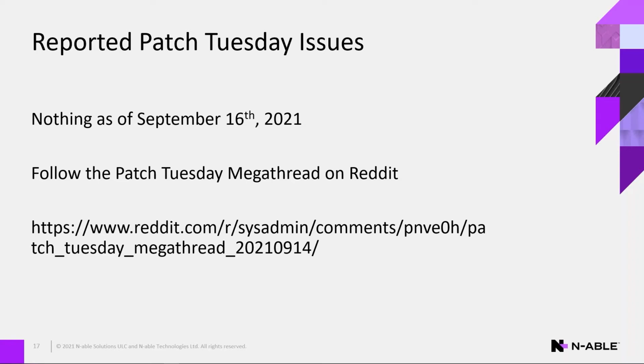But this is one of the reasons why you have production versus test environments. Test it out in your test environment first, or on your test machines first. Make sure nothing breaks. If nothing breaks, push it to production. But at the moment, that's pretty much the only major thing I've seen reported. Again, if you want this link, it's in the handout, so you'll be able to follow that Reddit thread, and they always update it every month for the current Patch Tuesday.